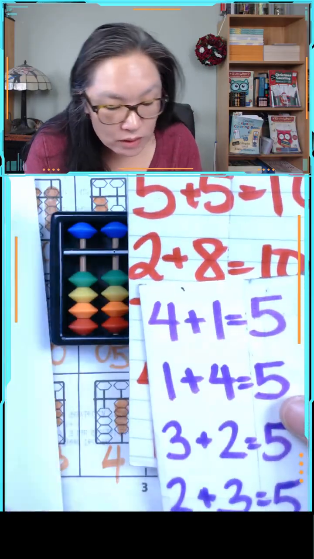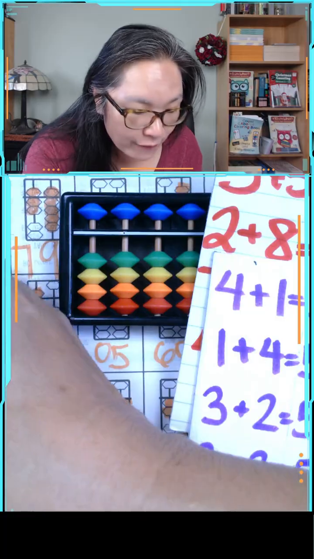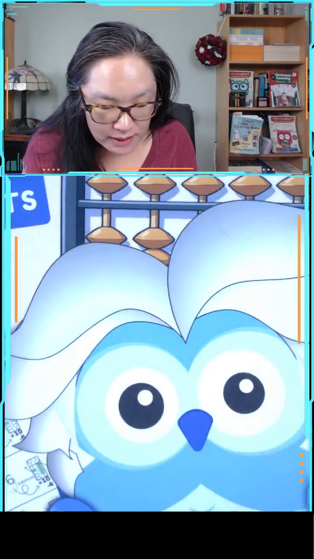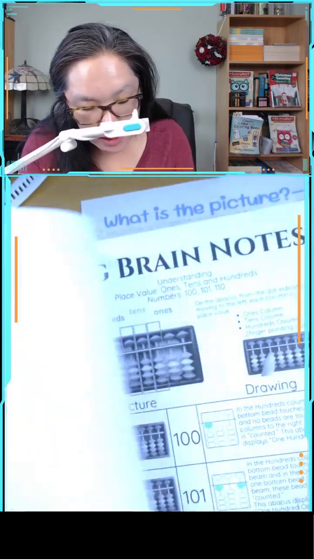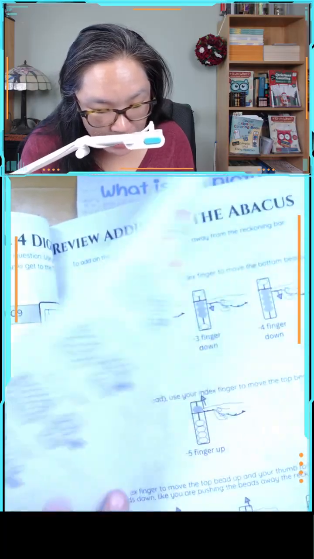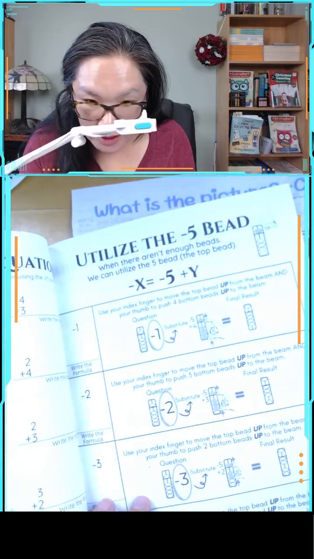Utilizing in the Abacus world means that we actually make the 5 in order to make a new number. So I have this book, the Introduction to Abacus for Adults, and what we do is we go through the formulas, we go through how to read the Abacus. After we learn how to read the Abacus, we understand how to do adding, subtracting, multiplying, and dividing.